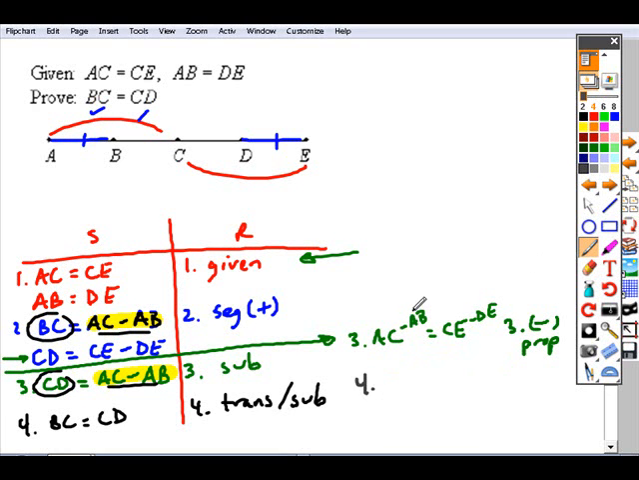And then here we can now replace AC minus AB, which is equivalent to BC, and CE minus DE, which is equivalent to CD. And so now we can directly substitute those in. So by substitution, we're able to identify the same end state in those two different manners. Okay?